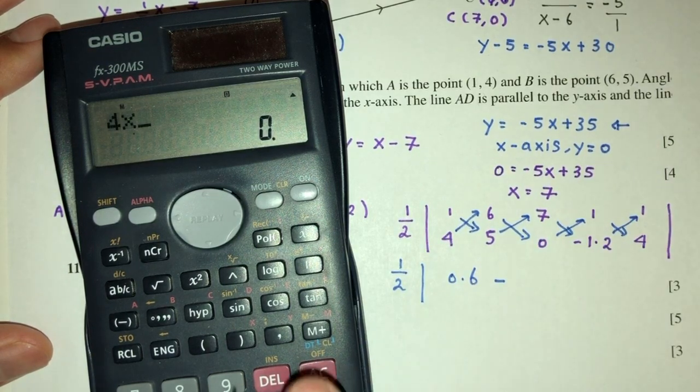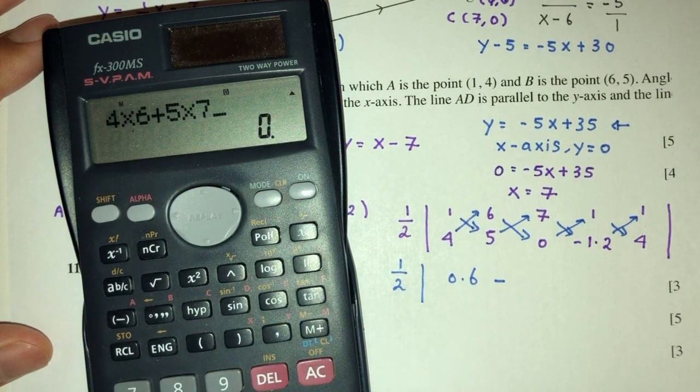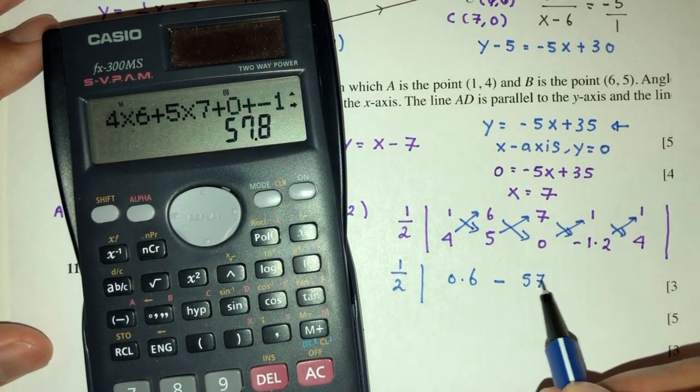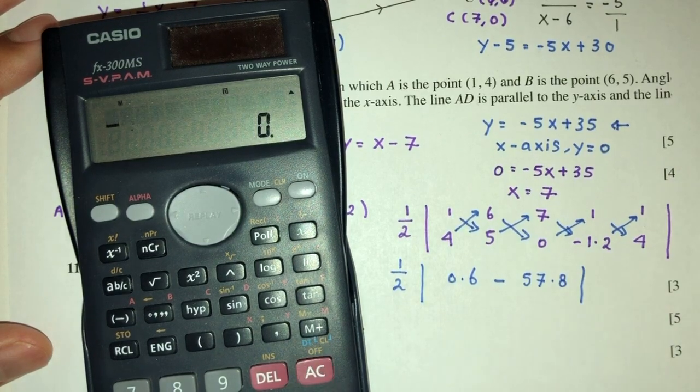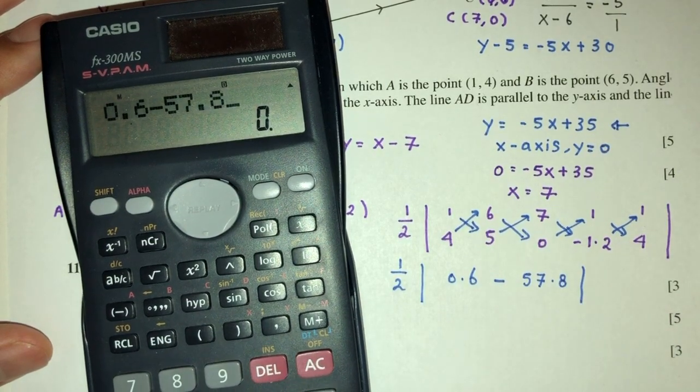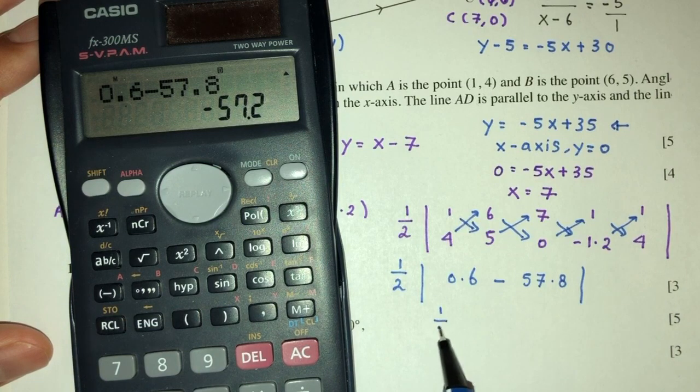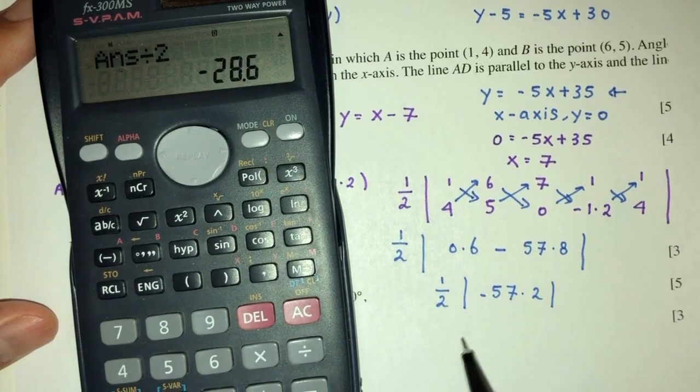So 4 times 6 plus 5 times 7 plus 0 plus minus 2 times 1. That should give you 57.8. So 0.6 minus 57.8, that should be half, minus 57.2 divided by 2, that will be minus 28.6.